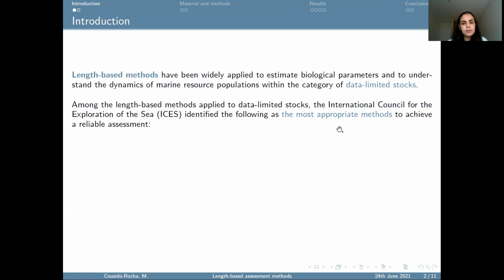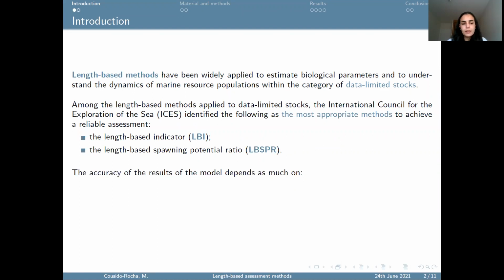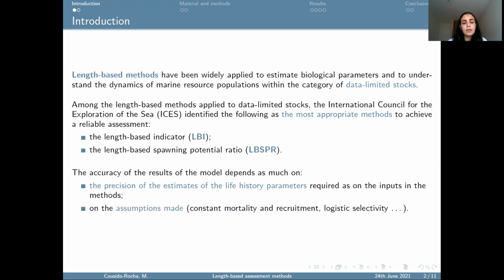Among the length-based methods applied to data-limited stocks, the International Council for the Exploration of the Sea identified the following as the most appropriate methods to achieve a reliable assessment: the length-based indicator LBI method and the length-based spawning potential ratio LBSPR method. The accuracy of the results of the model depends as much on the precision of the estimates of the life history parameters, which are inputs in these methods, as on the assumptions made in these models, such as constant mortality, constant recruitment, logistic selectivity, and so on.